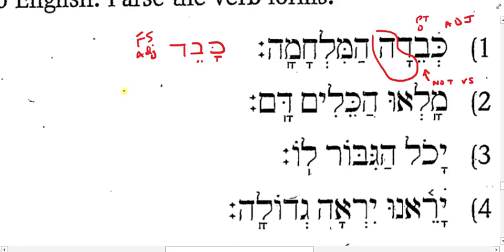Let me give you an example here, okay? Let's just use pakad as our example. Pakad is he appointed, Qal Perfect 3MS, right? If I were to divide this into syllables, let me go with a different color. This would be open, that would be closed, this would be pre-tonic, and this would be tonic, right? So that's the way I start with my verb pattern.